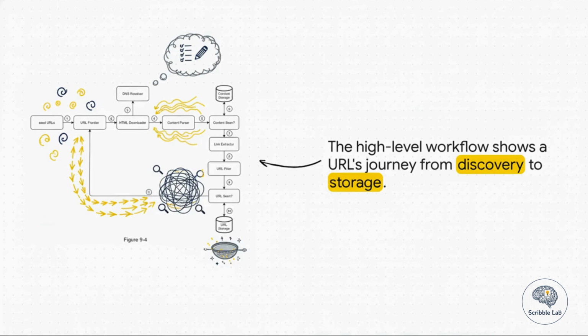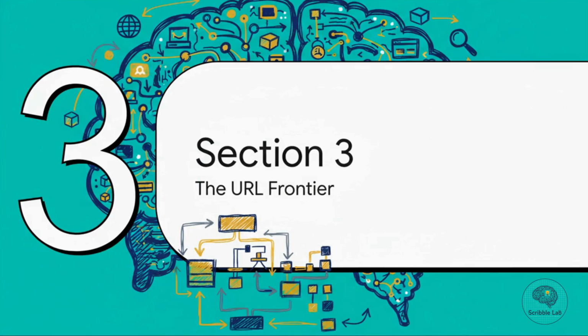After the page is downloaded and checked for duplicates, the link extractor at step 7 does its job finding all the new URLs. Those get filtered, checked against the list of URLs we've already seen, and then, at step 11, the new, unique URLs get sent right back to where they started, the URL frontier, and the whole cycle begins again. That entire workflow we just saw, it really all hinges on that one component. So let's do a deep dive into what I'd call the brains of the whole operation, the URL frontier.